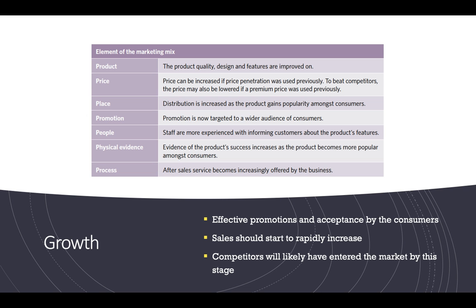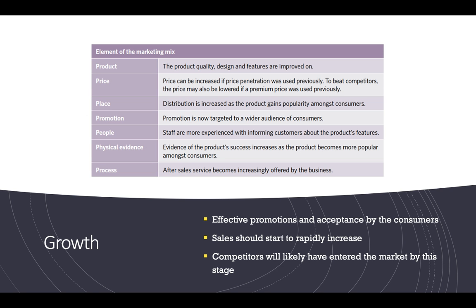Okay, there's going to be high levels of sales, in order to make sure the customers are actually buying these products. Competitors will likely have entered the market by this stage because they have seen the product, felt the product, seen the product in action.